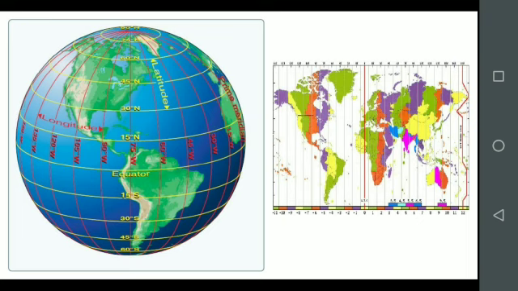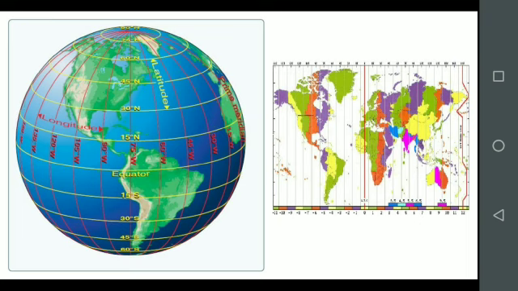The prime meridian, or 0 degree, is also called the Greenwich meridian since it passes through a place called Greenwich in London. 180 degree is a crooked line and it is called the international date line. The day and the date change at this line.